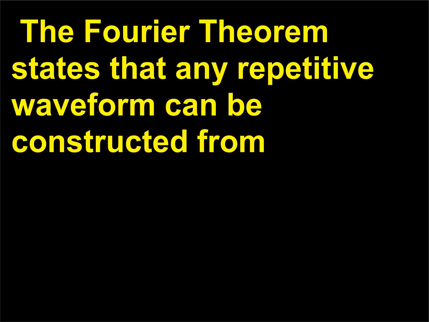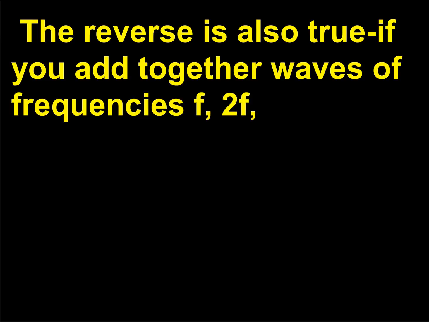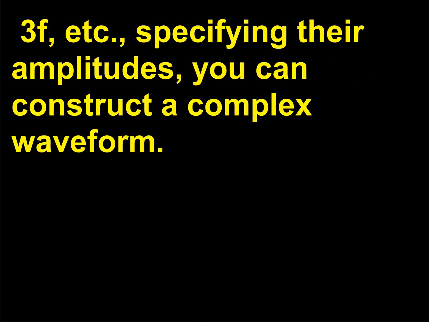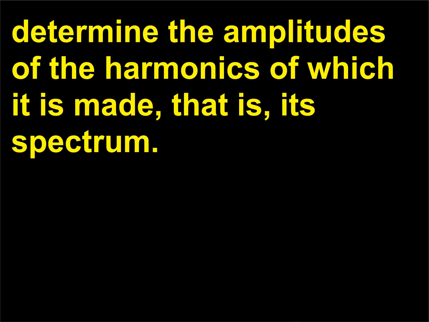The Fourier theorem states that any repetitive waveform can be constructed from a series of waves of specific frequencies, of fundamental and higher harmonics. The reverse is also true: if you add together waves of frequencies f, 2f, 3f, etc., specifying their amplitudes, you can construct a complex waveform. Using Fourier analysis, then, you can record the waveform of a musical instrument and determine the amplitudes of the harmonics of which it is made, that is, its spectrum.